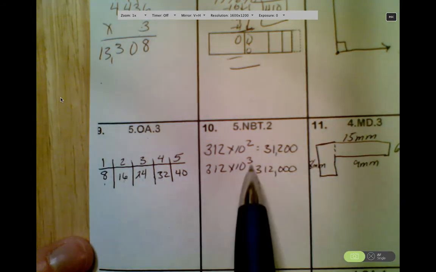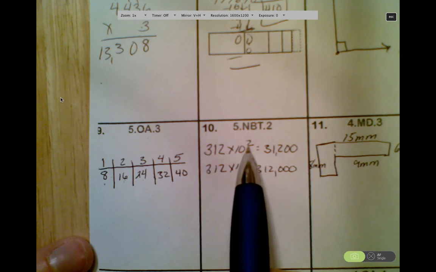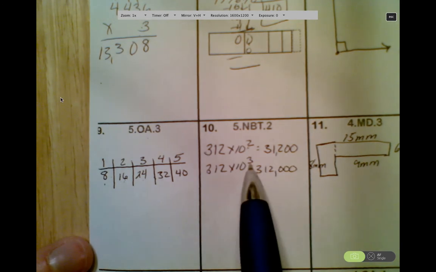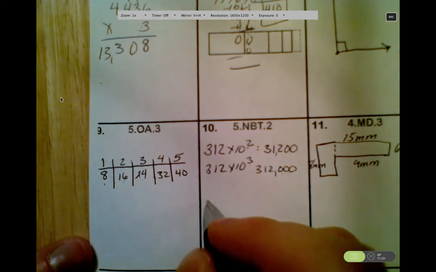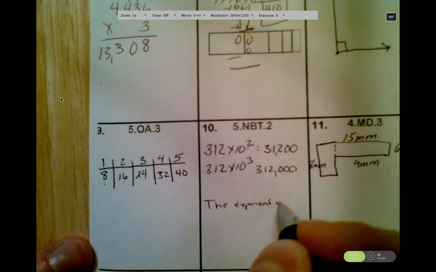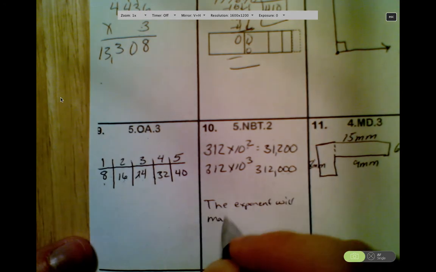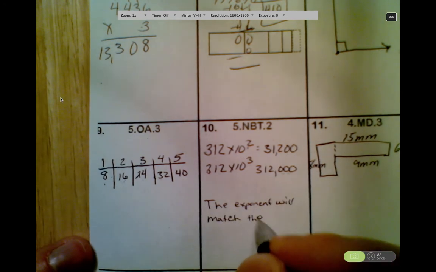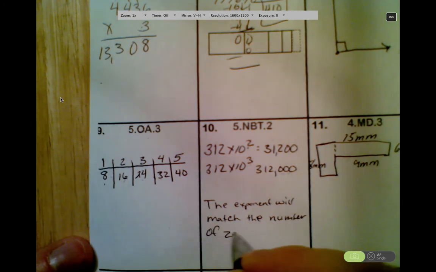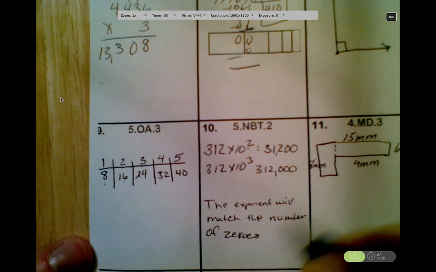If you notice, this is called an exponent. The exponent matches the number of zeros, so you can say the exponent will match the number of zeros in the product.